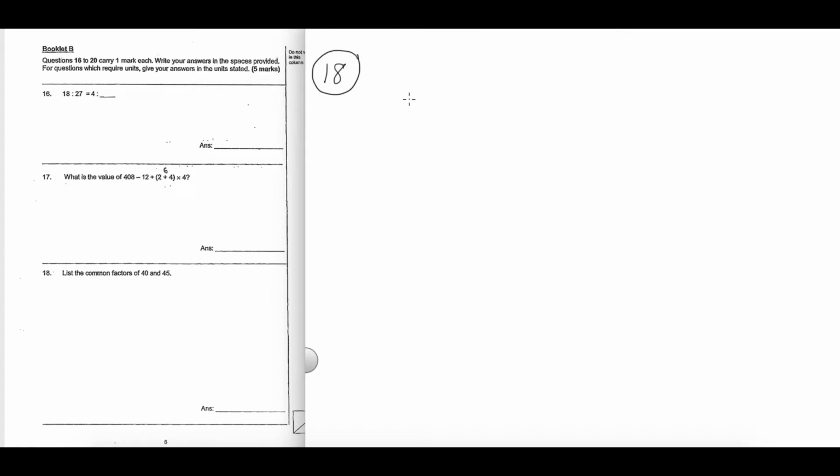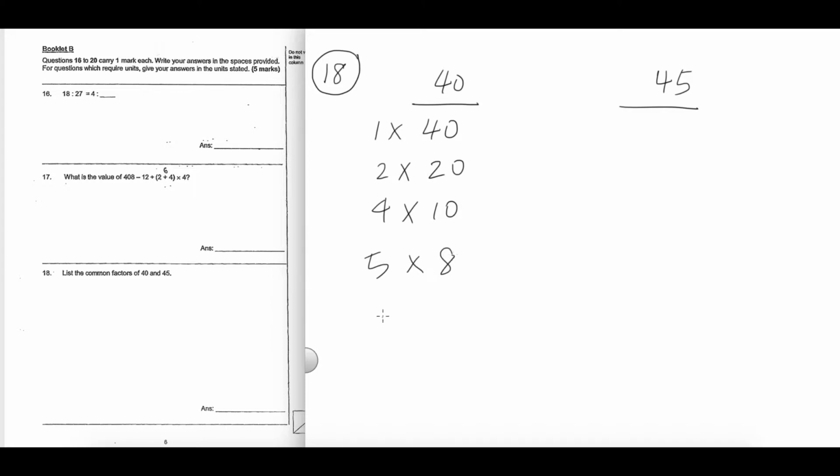Question 18. List down the common factors of 40 and 45. I like to separate it like that. So I do on different sides. 1 times 40, 2 I can times 20, 3 not possible, 4 times 10, 5 times 8, 6 is not possible, 7 not possible, 8 already here. So let's stop here. For 45 is 1 times 45, 2 is not possible, 3 I can times 15, 4 is not possible, 5 can times 9, 6 not possible, 7 not possible, 8 is not possible, 9 is right here.